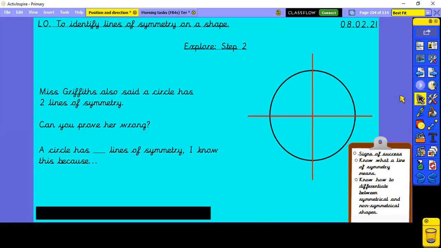Okay, Miss Griffiths has said another thing about shapes and lines of symmetry. And this time, Miss Griffiths also said a circle has 2 lines of symmetry. Year 5, can you prove her wrong? Where has she gone wrong? And I want you to think about how many lines of symmetry a circle does have. And this is an interesting question. So pause the video and try and prove Miss Griffiths wrong and explain why she is wrong.